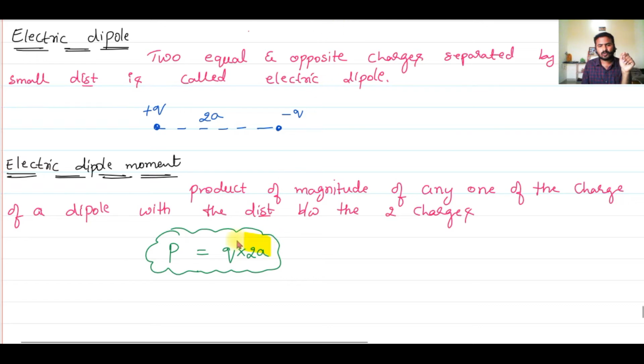Now this electric dipole moment is a vector quantity. Okay, it is a vector quantity. Let us write the unit.